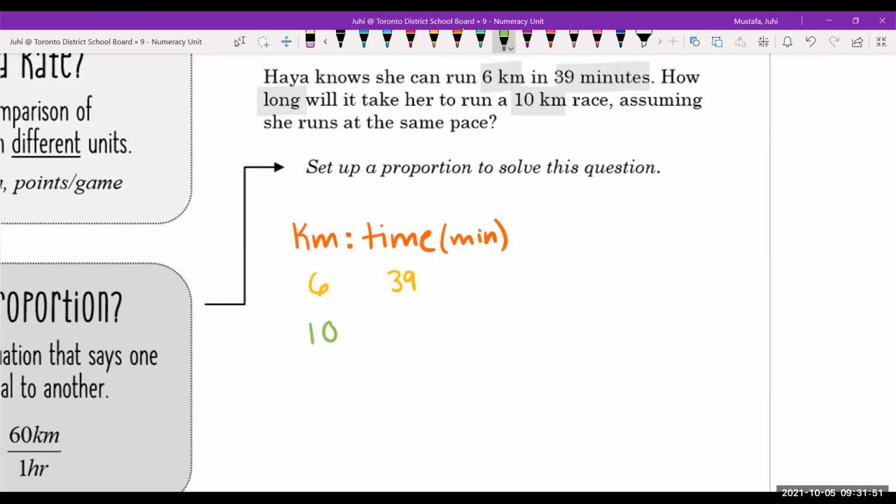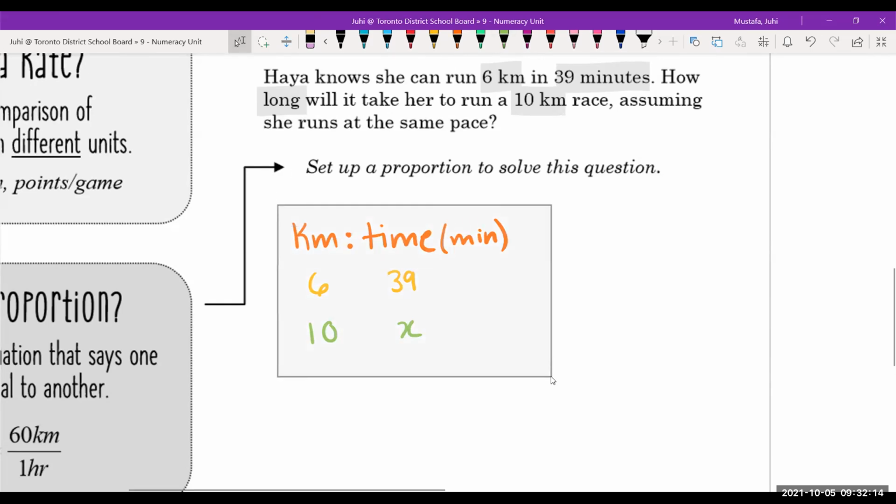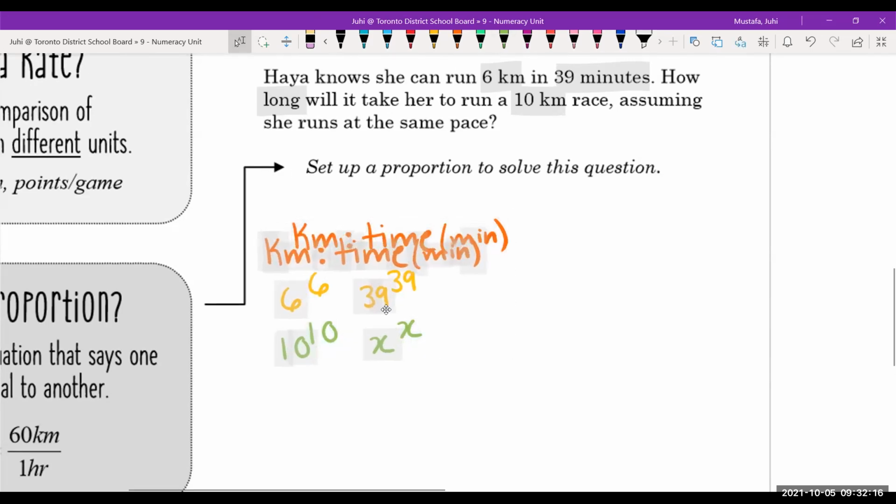What can I put here? What have we learned is a good placeholder for when you're trying to find something? Julia? Yeah, we're going to write the letter X, or A or B or C or D. It doesn't matter. You're going to put some letter here to represent our unknown. We don't know what the answer is to this. That's what we're trying to find. And I'm going to let that be represented by the letter X. And often we use the letter X.